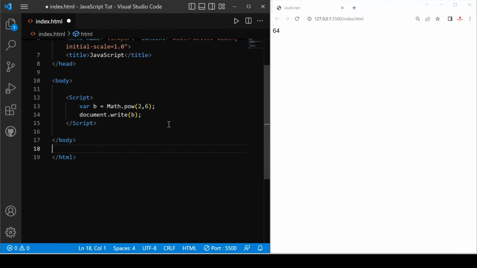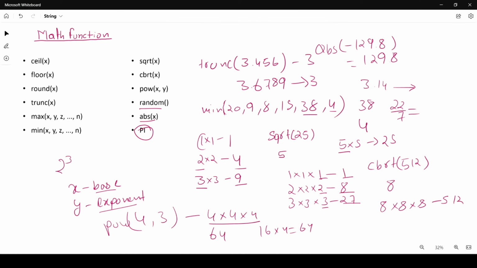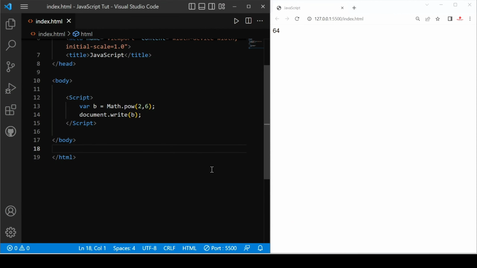And after that, we have the random function. Okay, for the random function, we have to just use it here. If we provide random, it will generate a random value each time we refresh. Let's say it will give this. If I refresh, you can see the value is changed randomly. Okay, now this is in the range of 0 to 1.